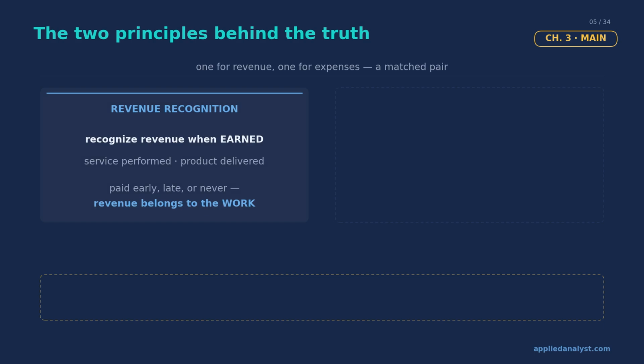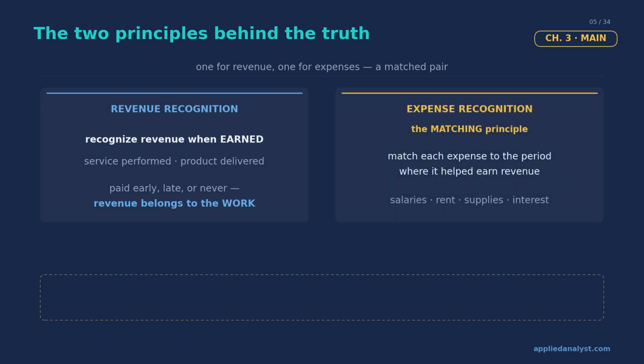Think about it at Maple Bean. A customer can pay you early, pay you late, or never pay at all. None of that changes the accounting. The revenue belongs to the moment you did the work. Full stop. Principle 2. The expense recognition principle, better known as the matching principle.